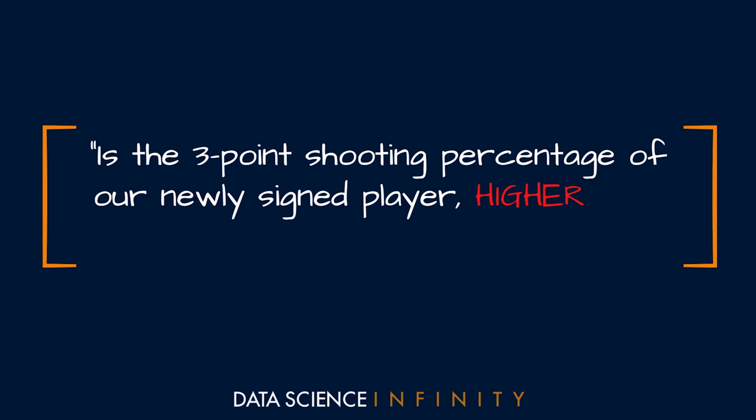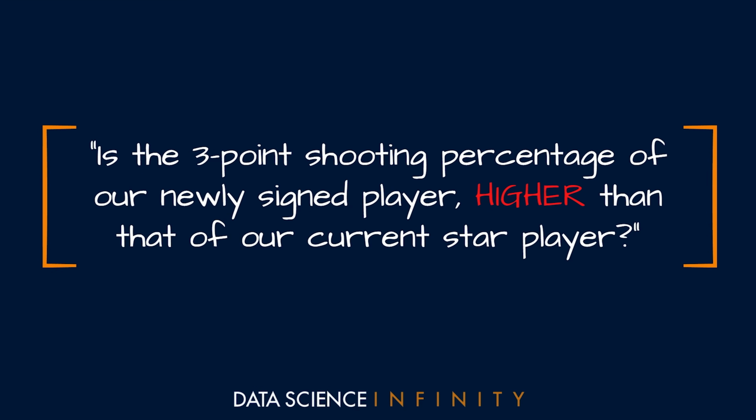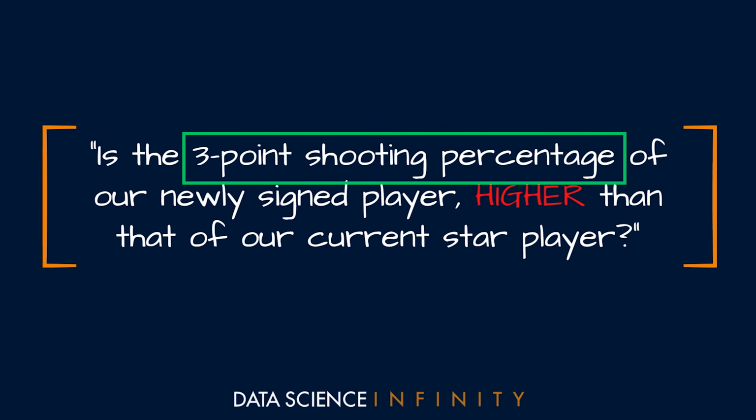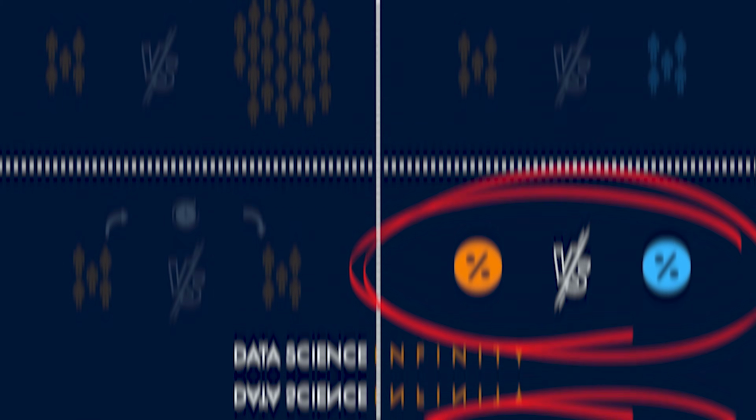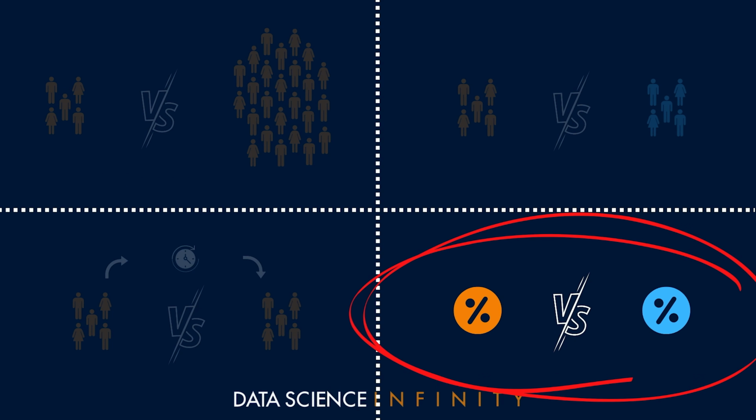Now, as coach, we always want to have the best players on the court at any point in time. We recently signed a new player to the team and he's performing well. So the question we're asking is, is the 3-point shooting percentage of our newly signed player higher than that of our current star player? You'll notice that this question is referring to a proportion, or more specifically a percentage, which is a different type of data to what we've used in our hypothesis tests to date. And thus, we need to apply a different type of test. And this is exactly where the chi-square test of independence comes in.